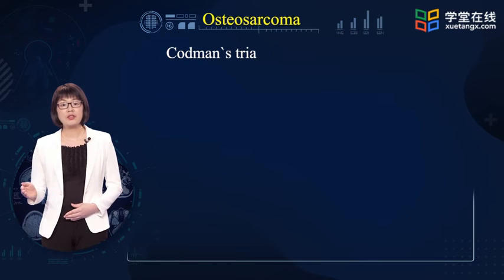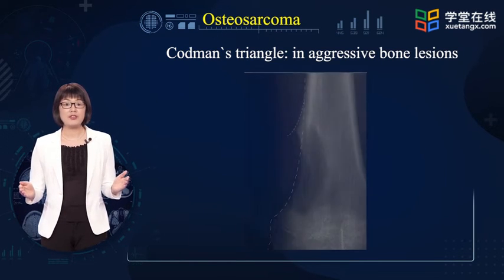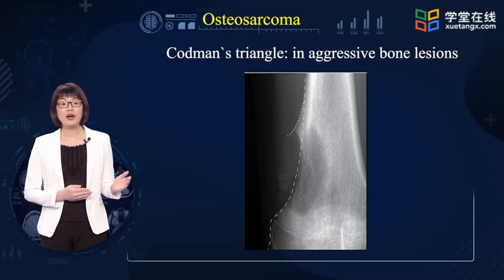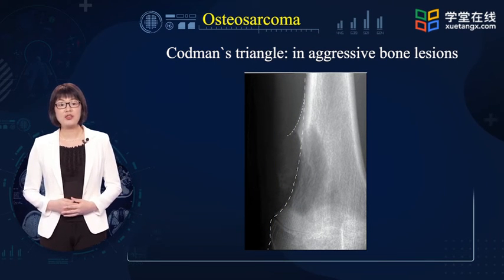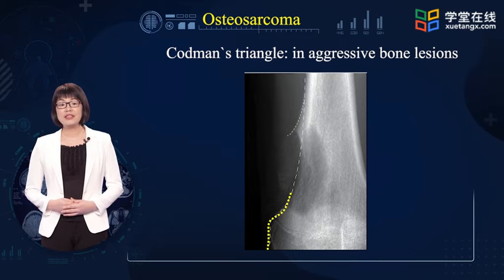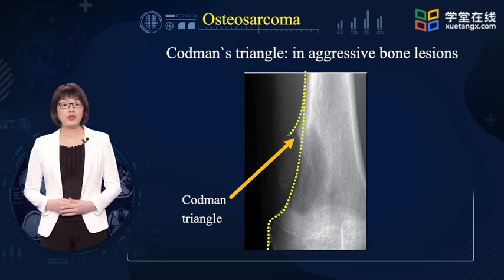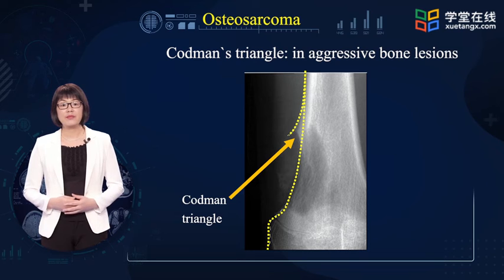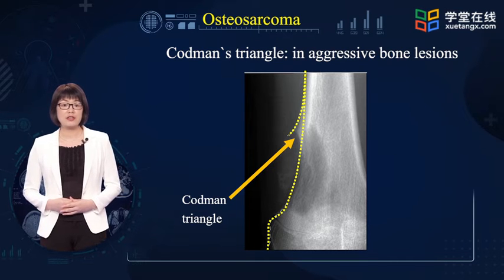A Codman triangle is a type of periosteal reaction seen with aggressive bone lesions. Here, the periosteum does not have time to ossify with shells of new bone, so only the edge of the raised periosteum will ossify. It was first described by Reber in 1914. However, it is named after the American surgeon Ernest Amory Codman, who described it in the setting of Ewing sarcoma.